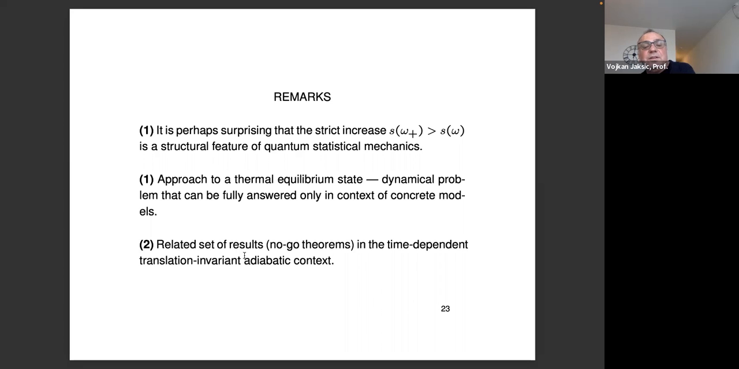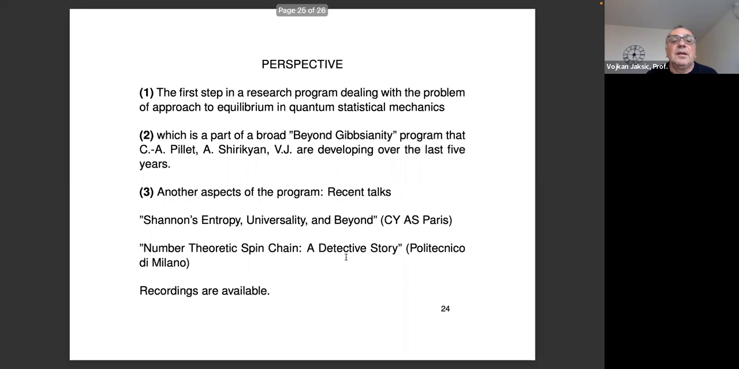We have a related set of results, that's a separate paper and a separate talk, in the time-dependent translation invariant adiabatic context: a bunch of no-go theorems that follow the line of thought that we have here and basically assert that the time-dependent adiabatic theory does not extend to the translation invariant context if one wants to have the zeroth law and approach to equilibrium. So this is just a short advertisement for the next. So this is just the first step in the research program.